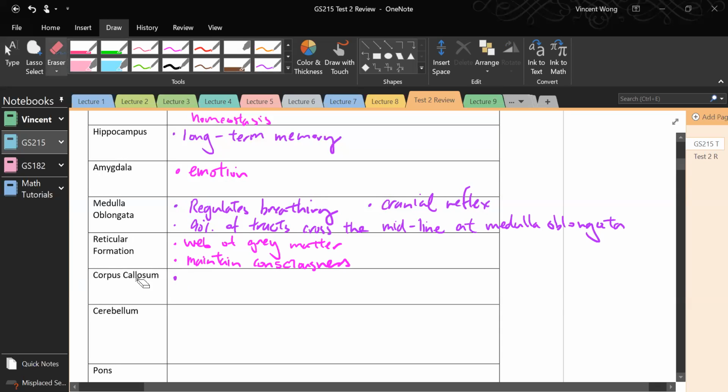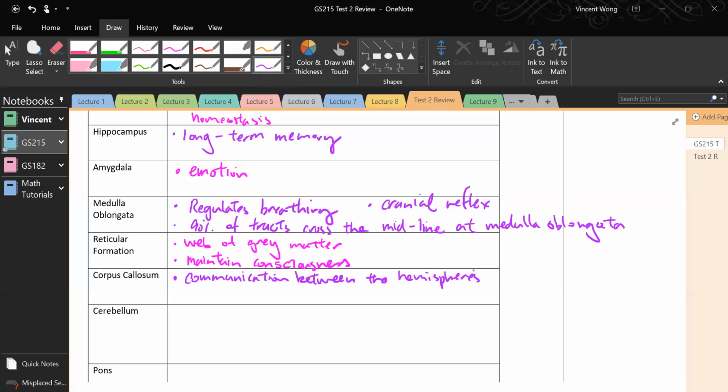Okay, corpus callosum, it's a bundle of white matter. It enables communication between the hemispheres. The two halves of the brain, they need to talk to each other. Right? It's going to go through the corpus callosum.